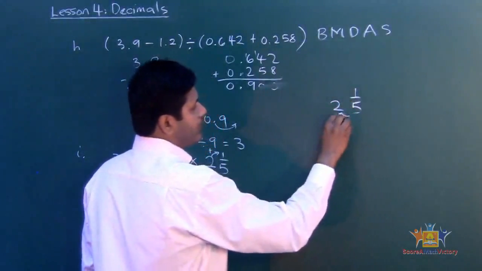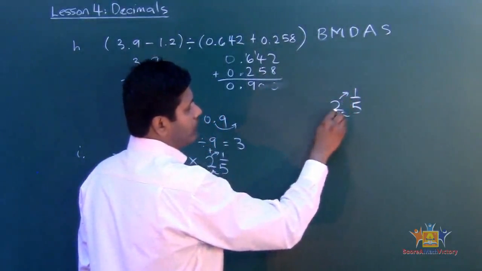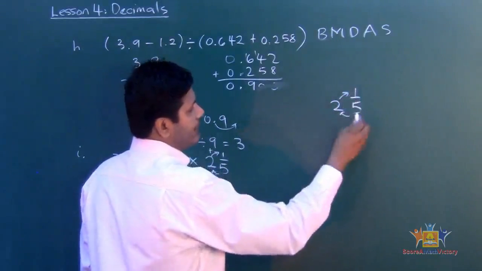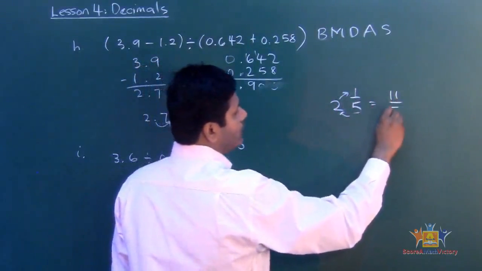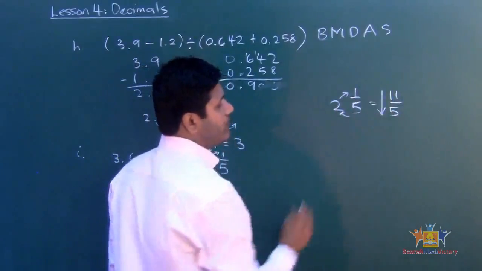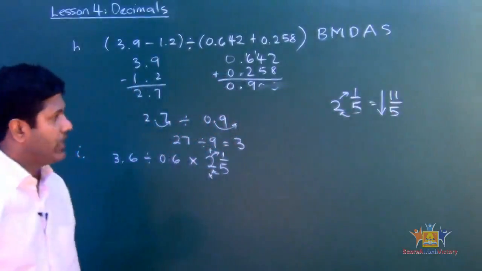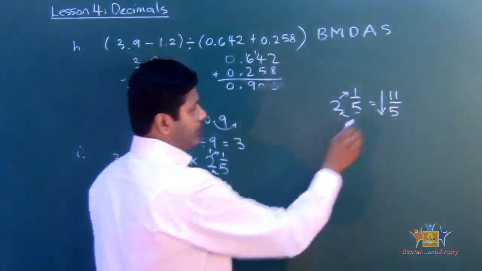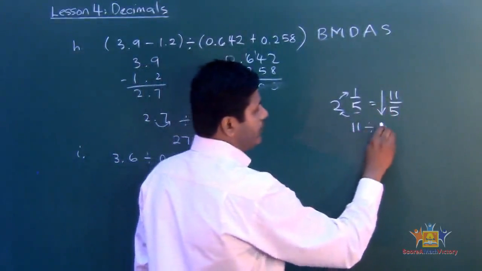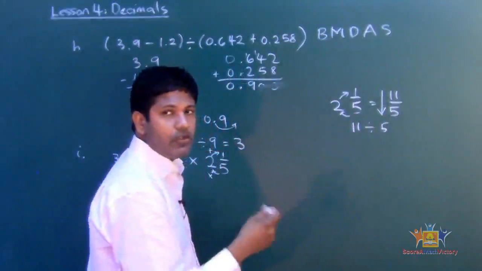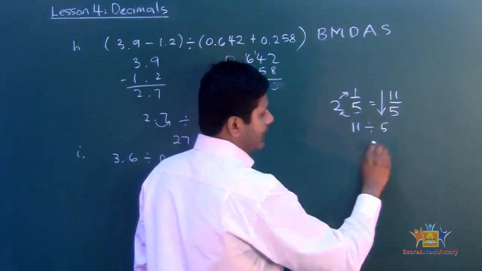Okay, we're going to use the semi-rotation method. 5 times 2 is 10, plus 1 is 11, which is 11 over 5. And then we're going to use the arrow down method so that we can change that into a division. Alright, that means 11 divided by 5. And we're going to use the long division method. Okay, so we're going to use the cage approach.